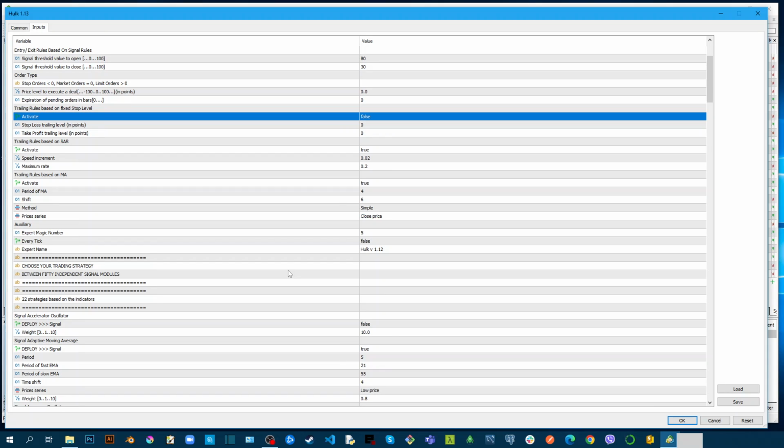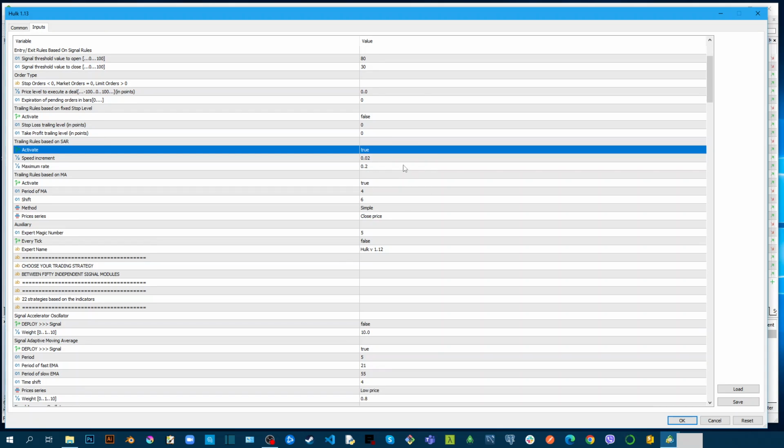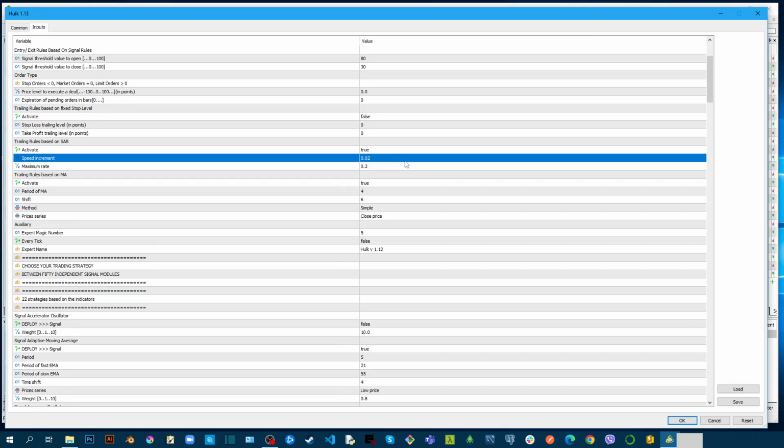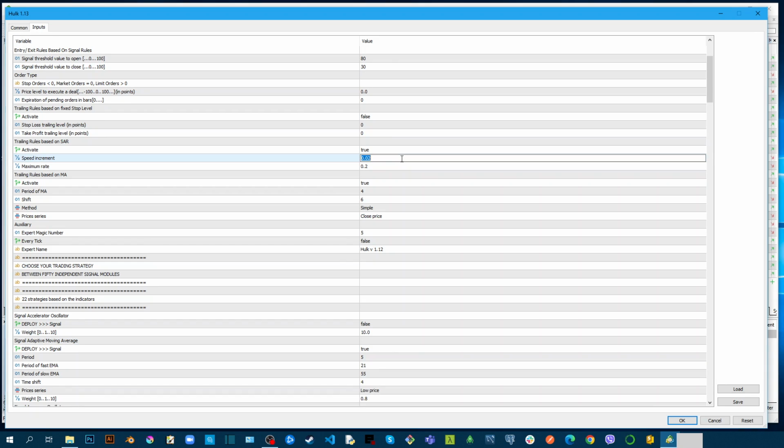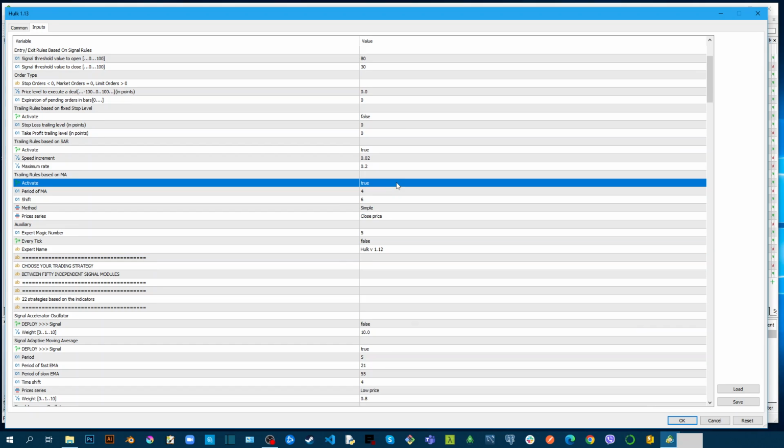Next, trailing stop is based on the SAR indicator. Right now I got this input here in my optimization process. I'm not changing anything. These inputs are by default for the SAR indicator. You can do it in optimization. You can test it and try any start, step and stop here. Next rule is trailing rule based on the moving average indicator, as you can see here. All these rules can be activated at the same time, and everything will work properly. Don't worry.